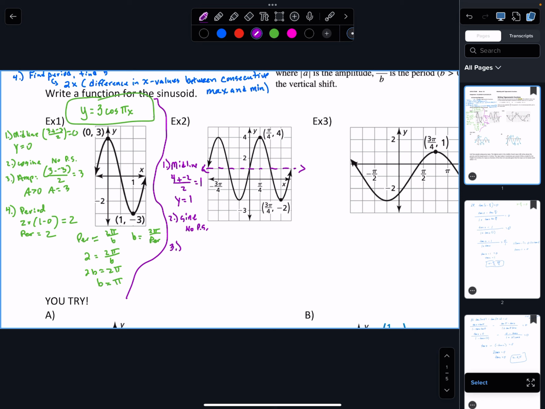And then we get the amplitude by max minus the min divided by 2. And you get 3. And we talked about A is positive because it starts from the midline going up as you go to the right.